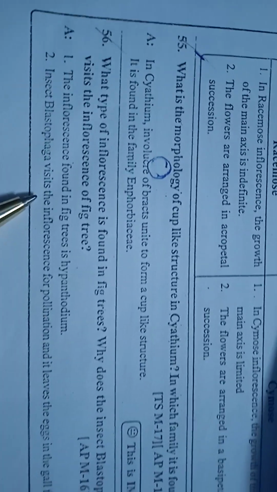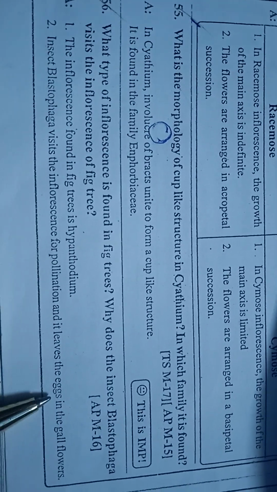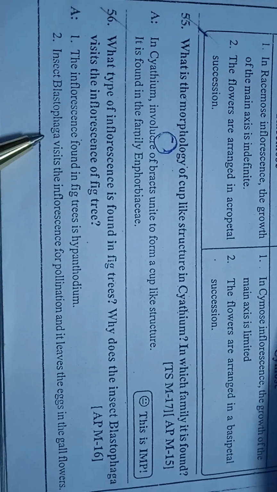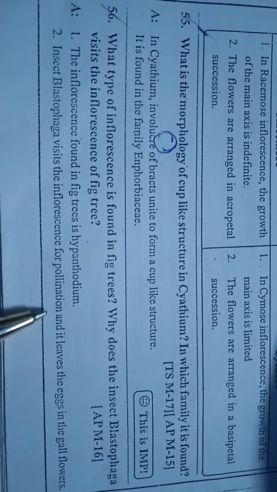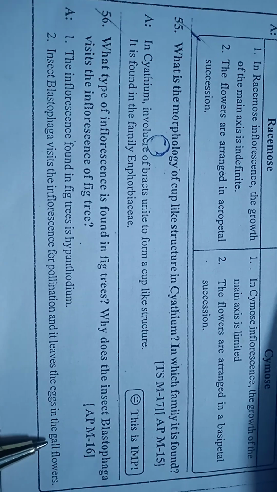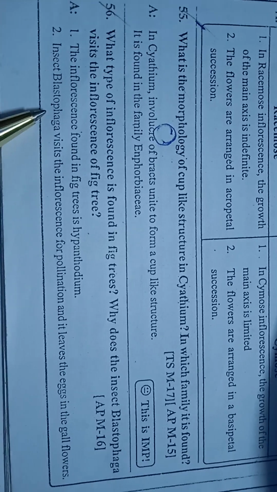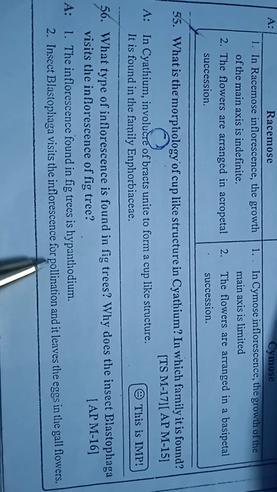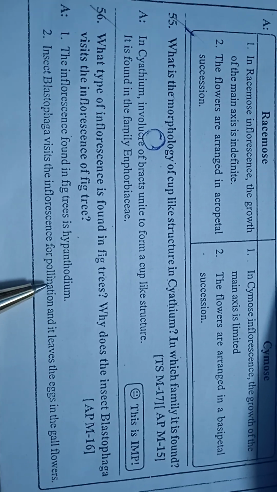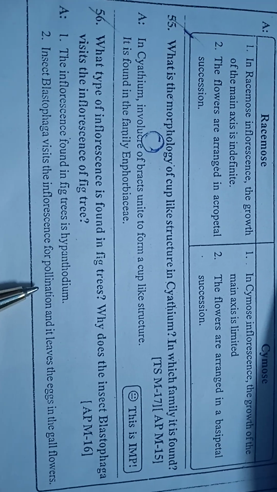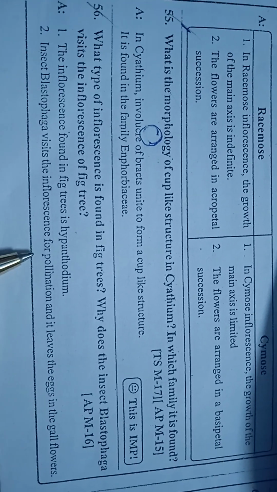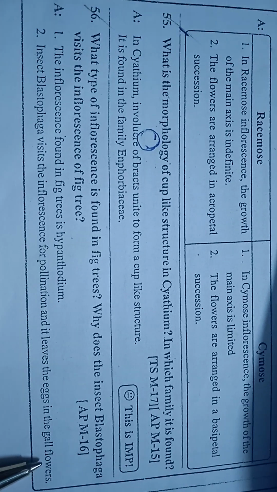See, the insect Blastophaga visits the inflorescence for pollination and it leaves its eggs in the gall flowers. This insect Blastophaga visits the inflorescence for pollination, and in this inflorescence it leaves the eggs in the gall flowers.